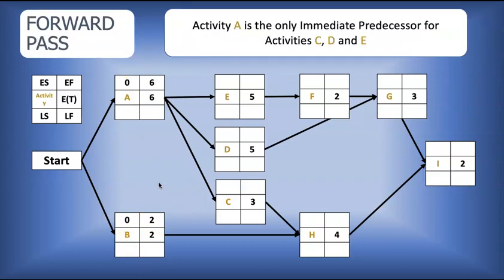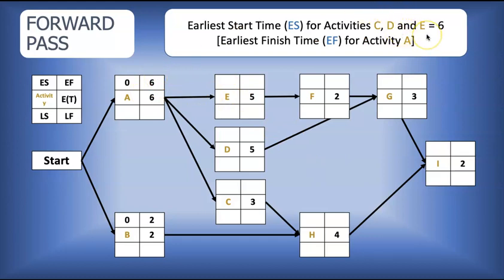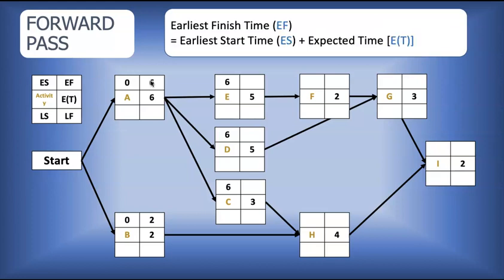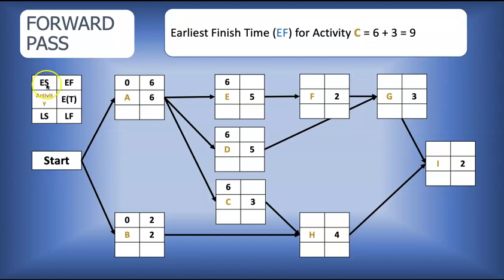Now, activity A is the only immediate predecessor for activities C, D, and E. The earliest start time for activities C, D, and E is equal to the earliest finish time for the predecessor, which is A. Just like a baton in a relay. At what point do we pass the baton from A? We pass it at week 6. So it's passed to activities C, D, and E at week 6. What's the earliest time we can finish these activities? Just add the expected time. For C, it's 6 plus 3, 9. For D, it's 6 plus 5, 11. And for E, it's 6 plus 5, also 11. So we have now completed the earliest start time and finish time for A, B, C, D, E.